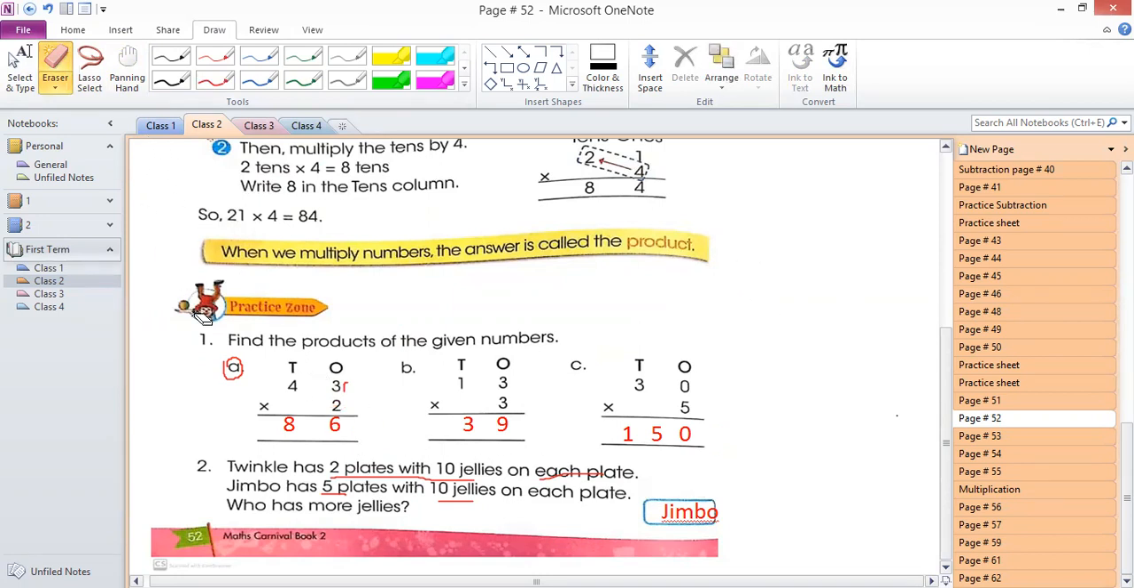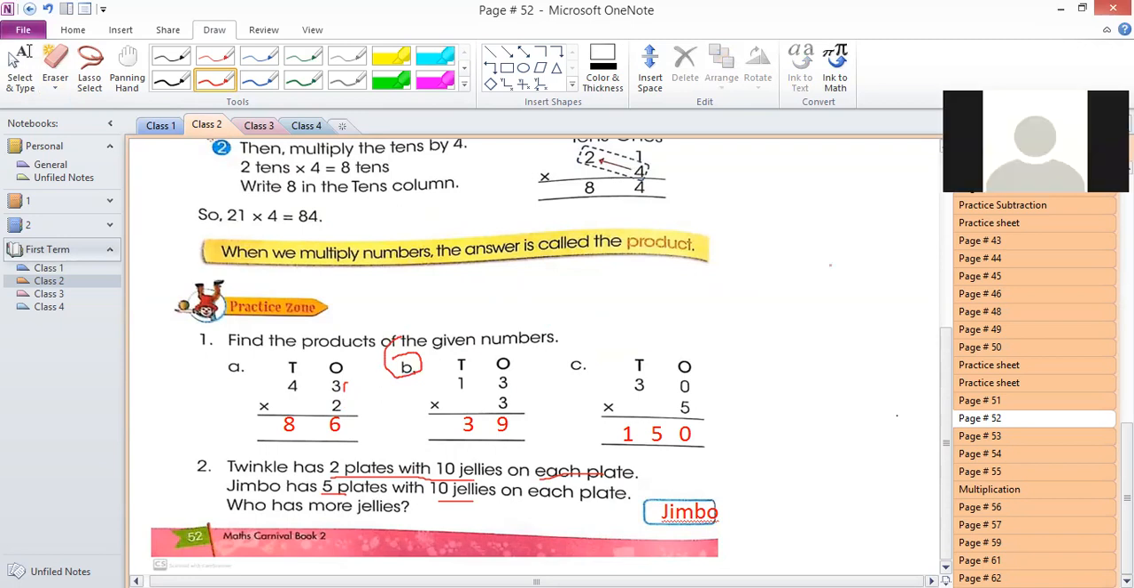The next question is 13 multiplied by 3. In 13 there is 1 ten and 3 ones, and you have to multiply it by 3. So you will multiply 3 by 3 ones first. 3 by 1 is 3, 3 by 2 is 6, and 3 by 3 equals 9, right? So 3 multiplied by 3 equals 9 ones. So you will write 9 in the ones column.